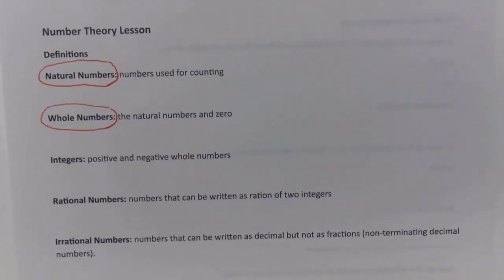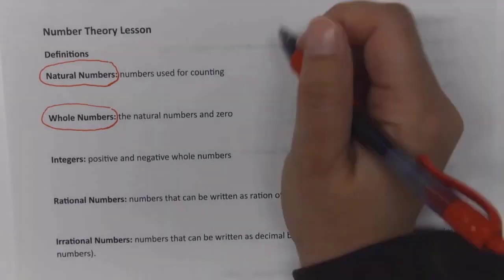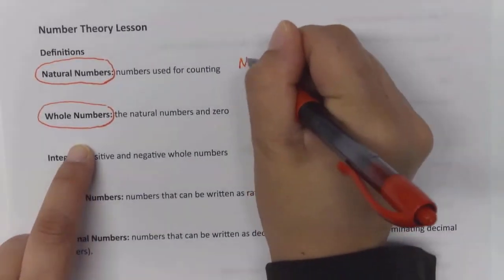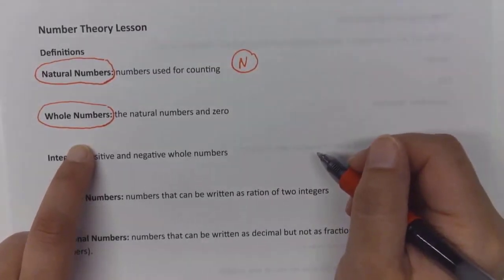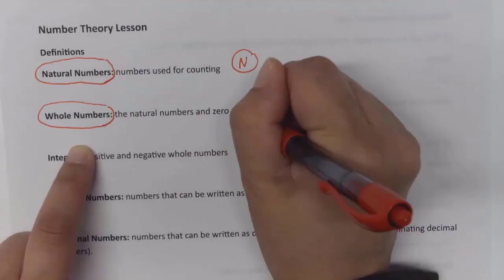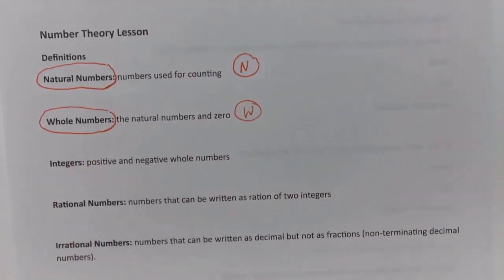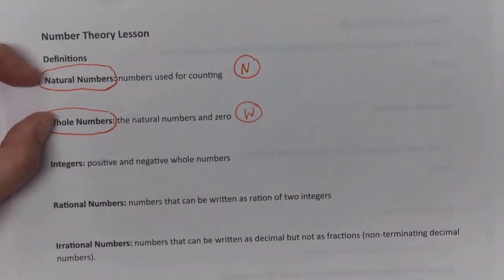Does anybody know how natural numbers and whole numbers are different? I'm going to put them in set notation. The letter we use to represent natural numbers is N. The letter we use to represent whole numbers is W. Okay? So how are the two different? This one says counting numbers, the second one says counting numbers but also zero.